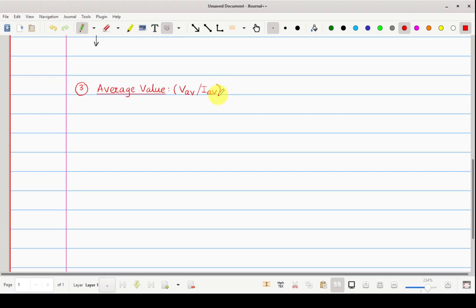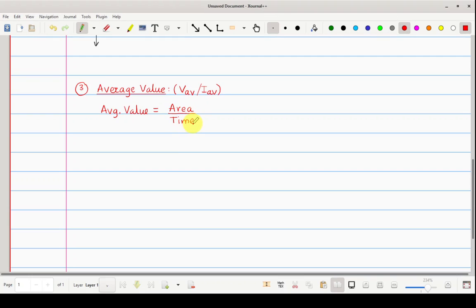Average value is basically the average of all the values of a signal over a period of time. Means your signal is spanning from 0 degrees to some XYZ degrees, and in between you are having different values. You have to take the average of all those values, and the value we get after that is nothing but the average value. So the formula is: average value is equal to the area of the waveform upon the time period of that waveform.